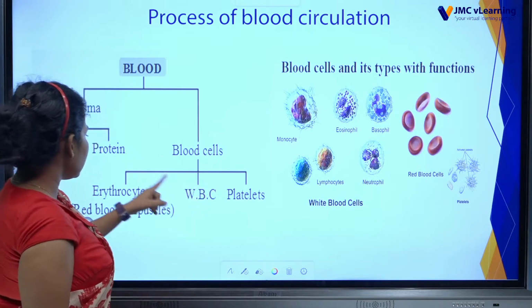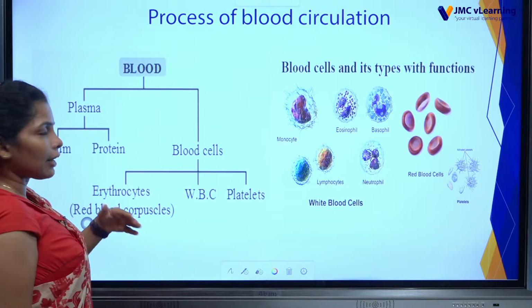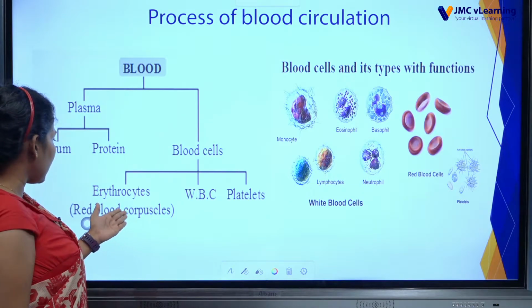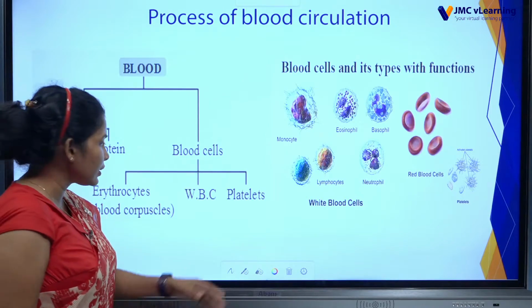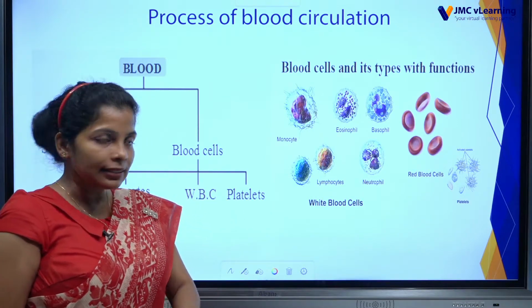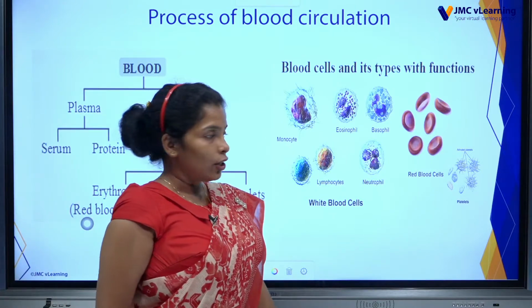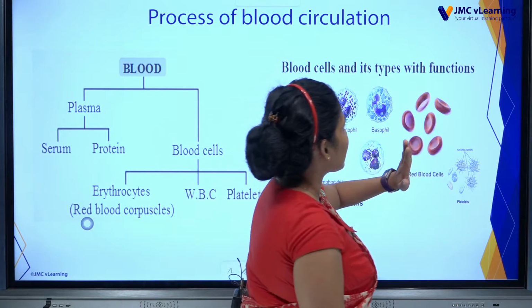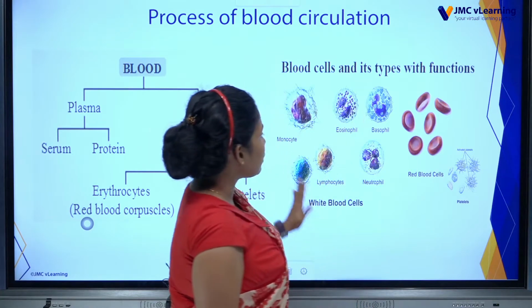Blood cells: erythrocytes, that means red blood cells. There is another name for red blood cells, we call it erythrocytes. And here is WBC, white blood cells, and the platelets. So again, blood cells, their types and their functions. Those are the blood cells.